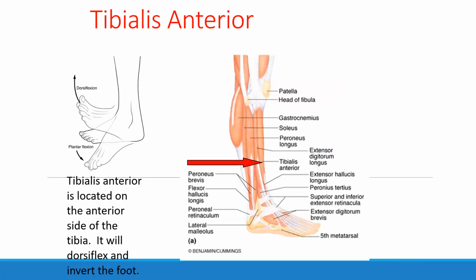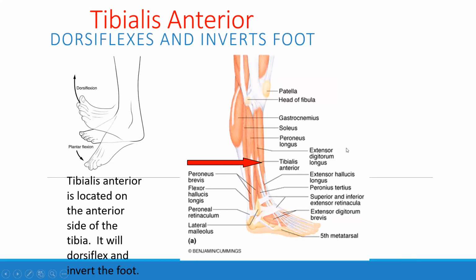There's the tibialis anterior. It is on the front of the tibia. It causes us to dorsiflex and invert the foot, meaning we raise our foot up, the toes go up, and our heel goes down. Plantar flexion is just the opposite. Plantar flexion, the heel comes up and the toes go down. The antagonist of the tibialis anterior is going to be the gastrocnemius, because the gastrocnemius causes just the opposite action.